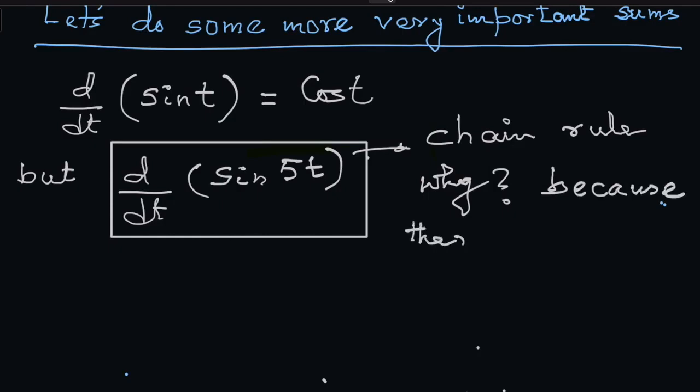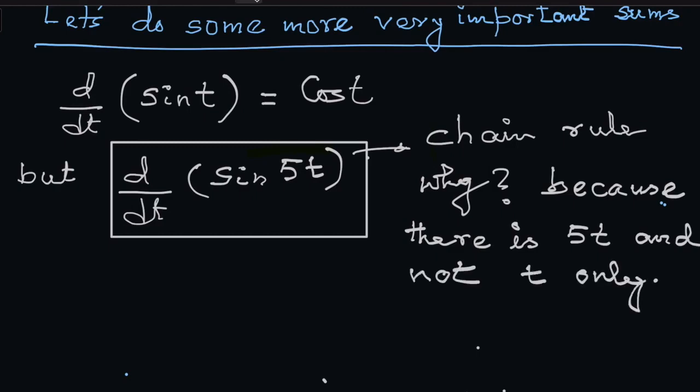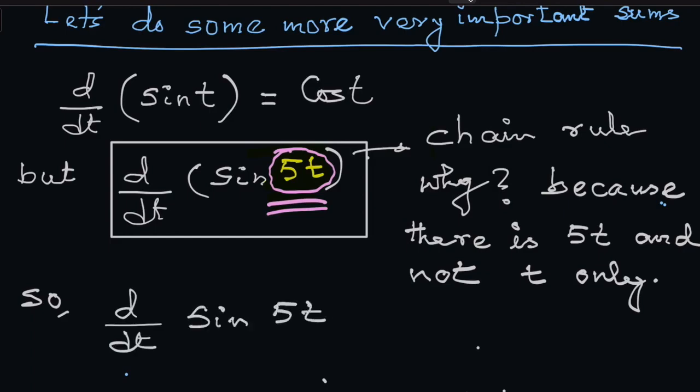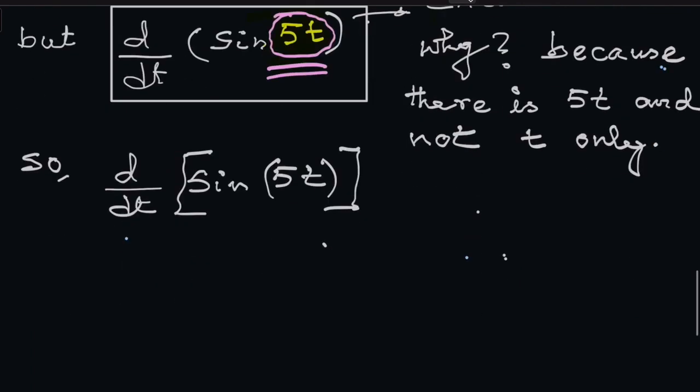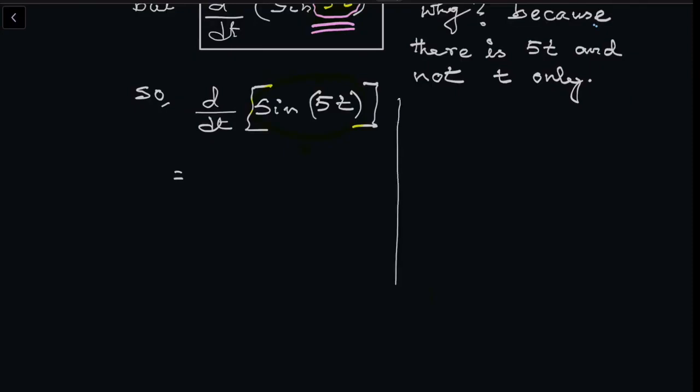Because there is 5t and not t, this formula cannot be applied directly. It's 5t, so we'll apply the chain rule. d/dt of sine 5t. First, think of it as a single expression, like sine of t.